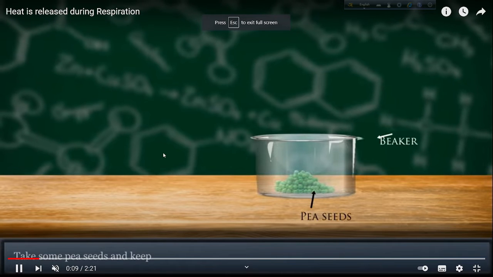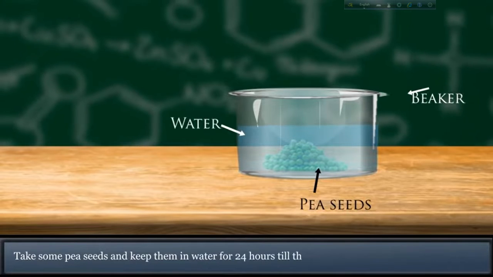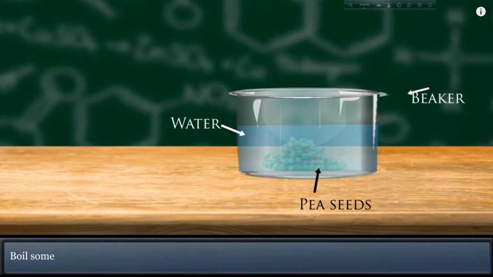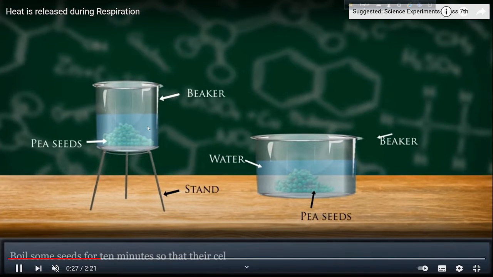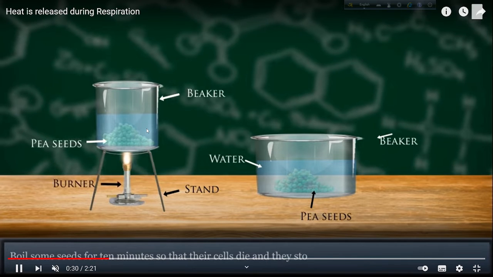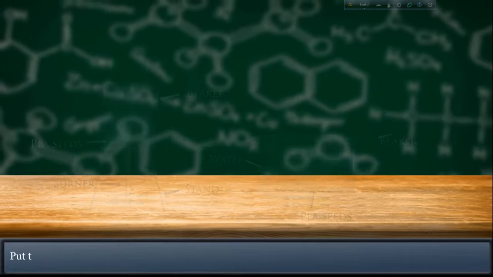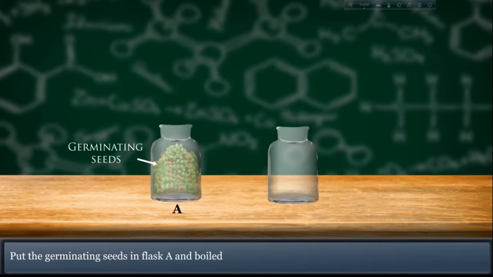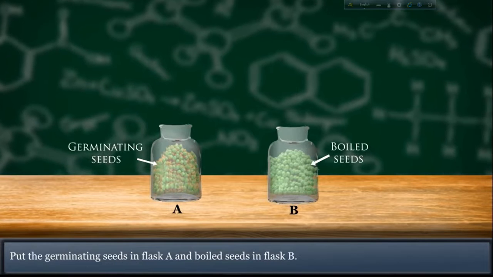Okay, let's see the video. And these are some pea seeds or gram seeds, and these are germinating seeds. And in another beaker, some boiled seeds. We will boil some seeds to perform our experiment. And I put the germinating seeds in flask A and boiled seeds in flask B.